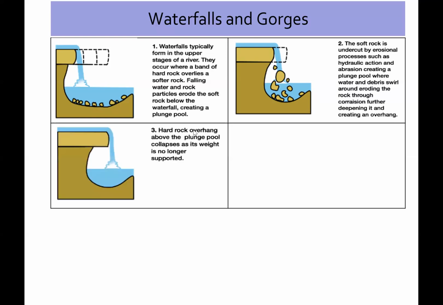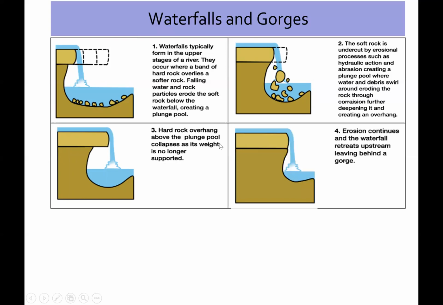Step 3, that hard rock overhang here will collapse into the plunge pool because it's not supported. Imagine you're sat in a chair and one of the legs broke, the chair would collapse. That's like what's happening here. The hard rock overhang is not supported, therefore it collapses into the plunge pool.